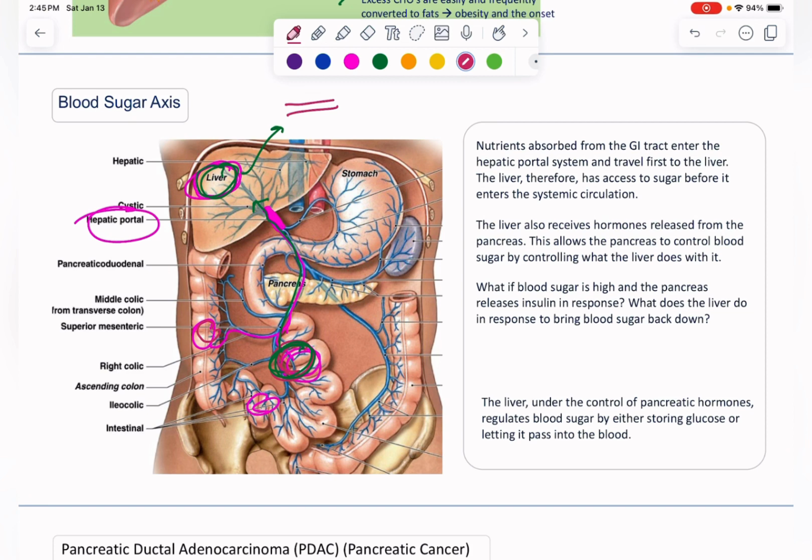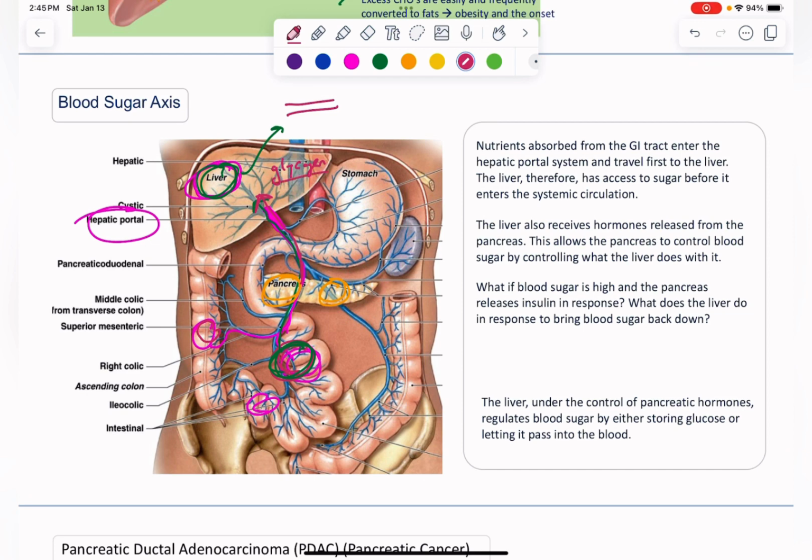What's it going to do? And when's it going to do that? Well, here's the pancreas, and the pancreas is also drained by this venous system. And so the pancreas is detecting blood sugar, and based on those blood sugar levels, let's say blood sugar levels are high, the pancreas is going to release insulin. Insulin goes into this hepatic portal system. It acts on the liver, and it tells the liver to take that glucose and store it as glycogen.